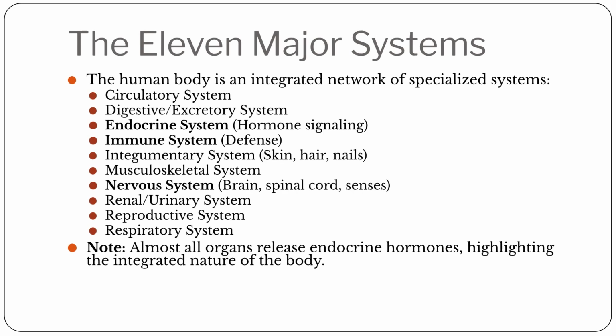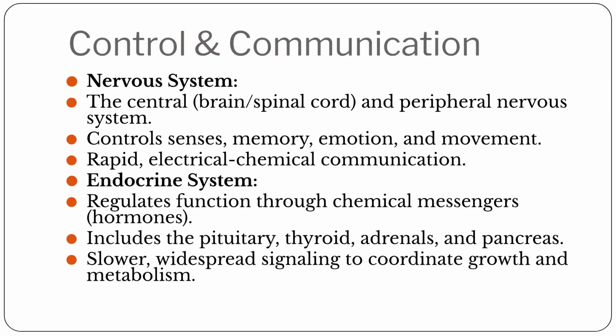The human body is composed of 11 integrated major systems, including the circulatory, respiratory, nervous, and endocrine systems. Their interconnection is highlighted by the fact that nearly all organs release endocrine hormones. Control and communication are vital.